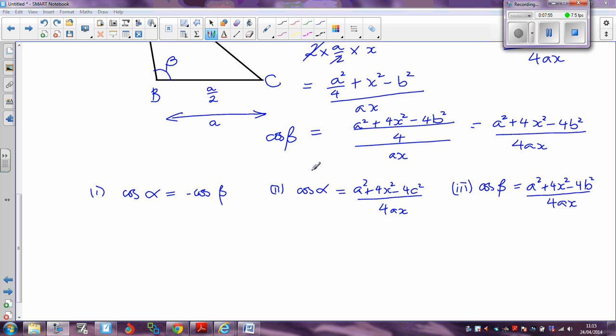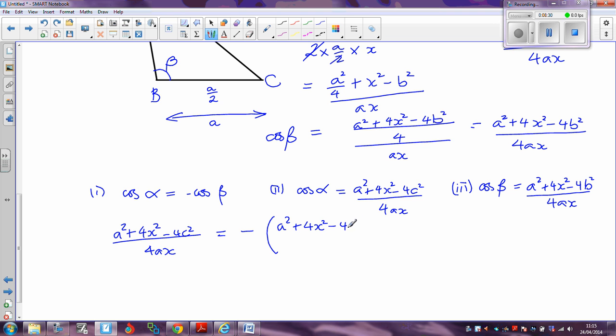Okay, part 4 asks me to use the expressions from part 1, part 2 and part 3. To make it easier, I've written them down. We've got cos alpha is minus cos beta, and we had an expression for cos alpha and for cos beta. So I'm going to substitute these two into the first one. Instead of cos alpha, I'm going to write a squared plus 4x squared minus 4c squared over 4ax, and that is going to equal minus cos beta, so minus a squared plus 4x squared minus 4b squared divided by 4ax.